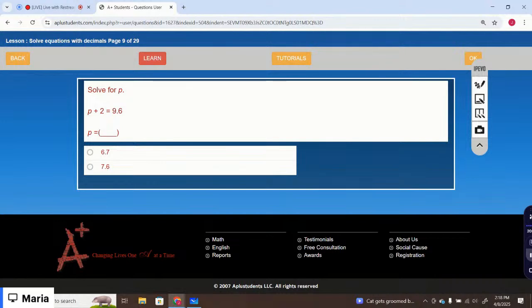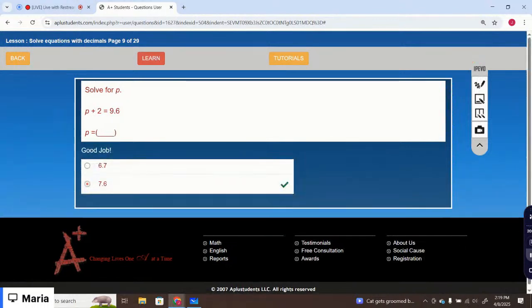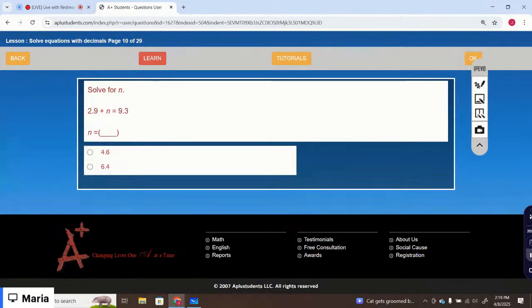Three plus 2 equals 9.6. So which is the correct option? That is 7.6. Option number 2 is the correct option. Solve for n. 2.9 plus n equals 9.3. So which is the correct option?